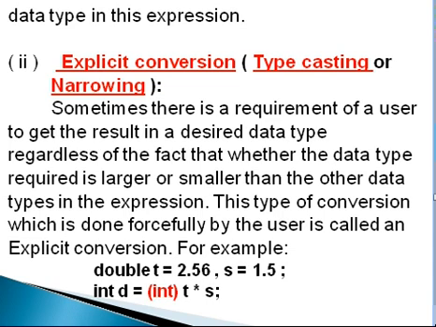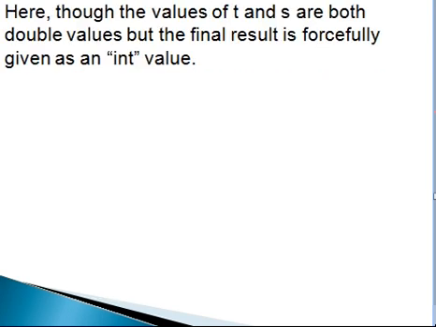The compiler is not doing it automatically, but we are doing it forcefully. So this is what explicit conversion means. The conversion which is done forcefully is explicit, and the conversion which happens automatically is implicit. Here, though the values of t and s are both double values, the final result is forcefully given as an integer value if you see the parenthesis.